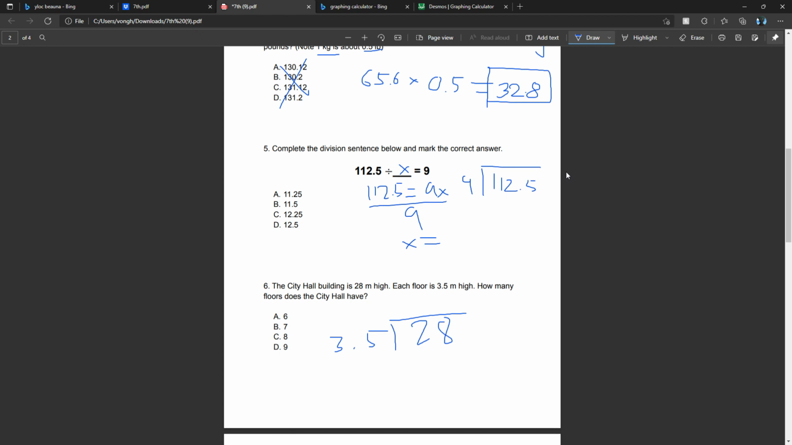Once you do the, okay, so it doesn't go into there, so 11 does. Let me just do it real quick. 18. Wait, no, it's 4.